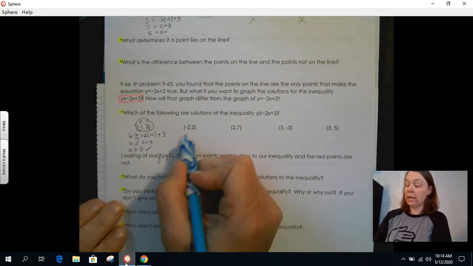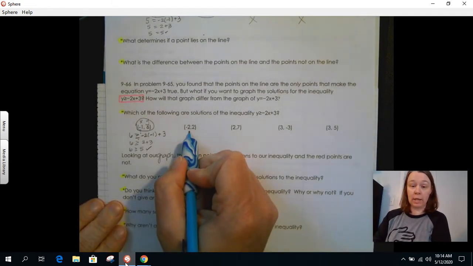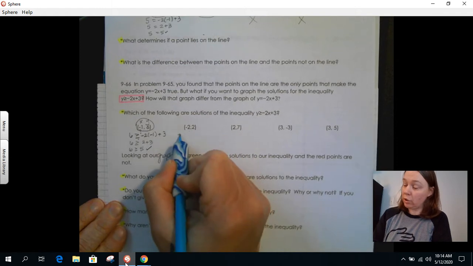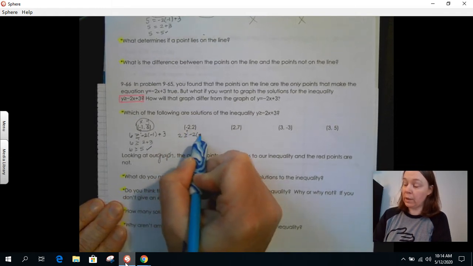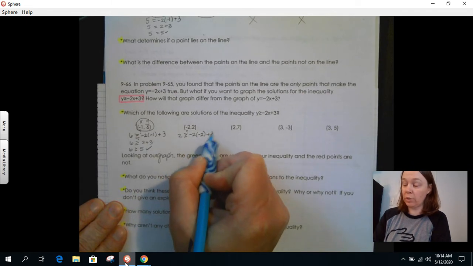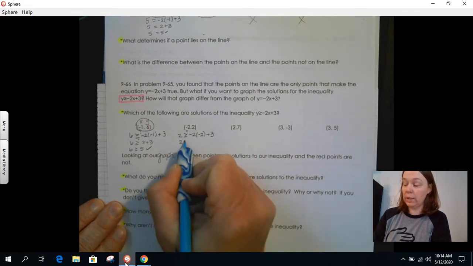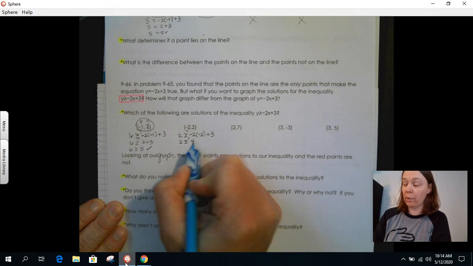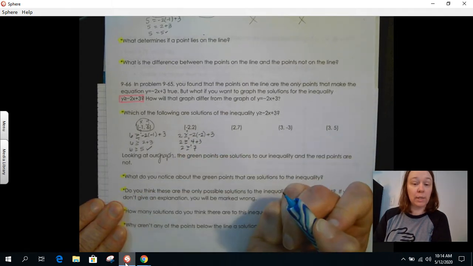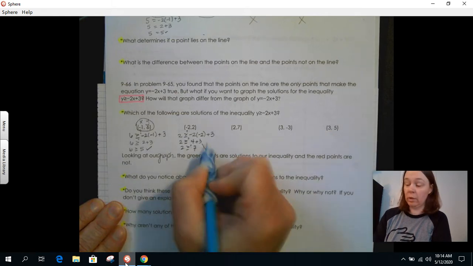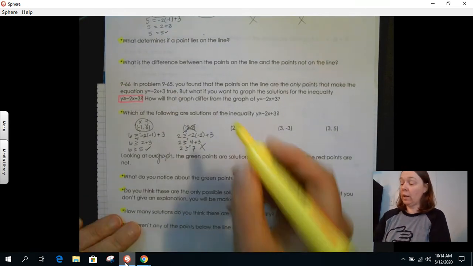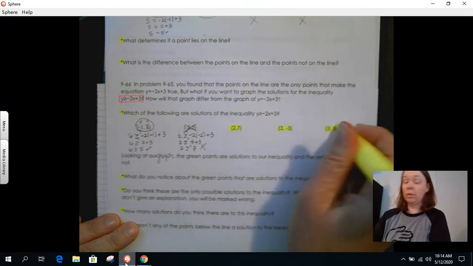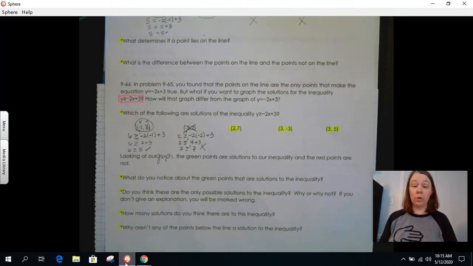All right, now let's try this next one. Maybe pause and try this on your own first. So I'll have 2, and I want to know, is that greater than or equal to -2 times -2 plus 3? So I'll have 2 is bigger than or equal to 4 plus 3. Is it bigger than or equal to 7? No, so this is not a solution. Okay, these three are going to come up right now as Edpuzzle questions for you to answer.